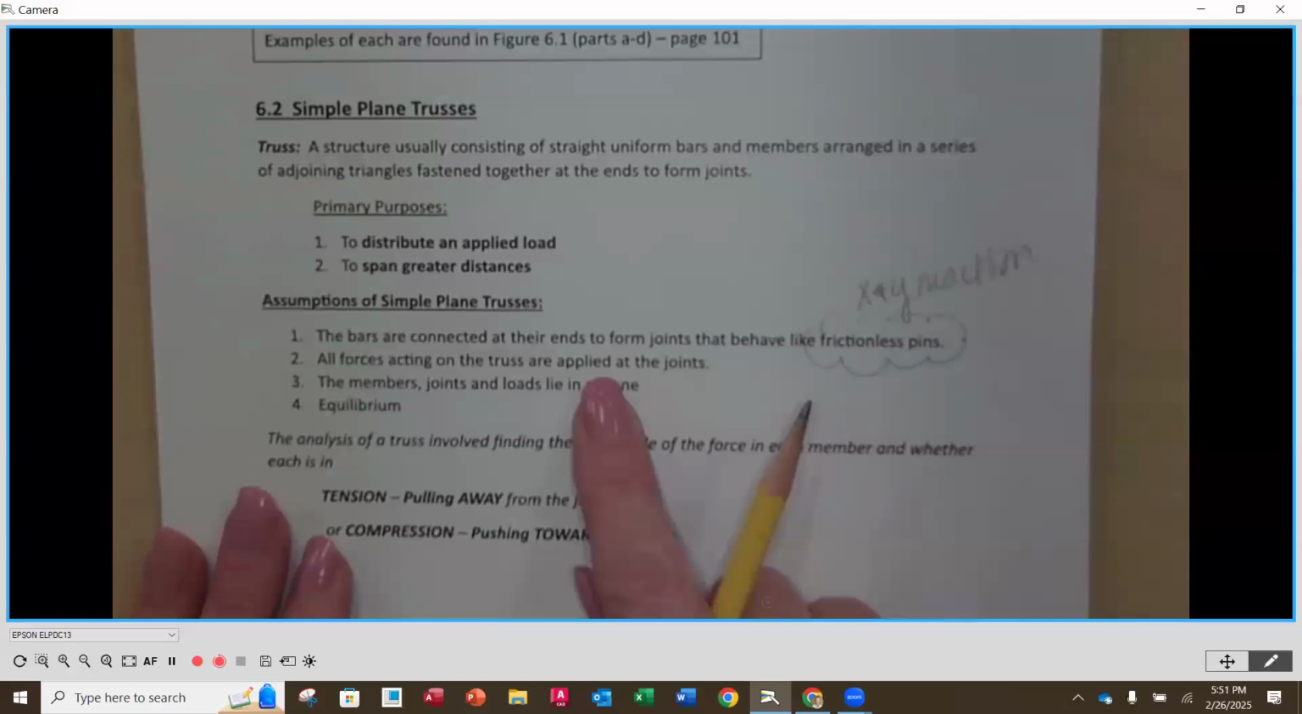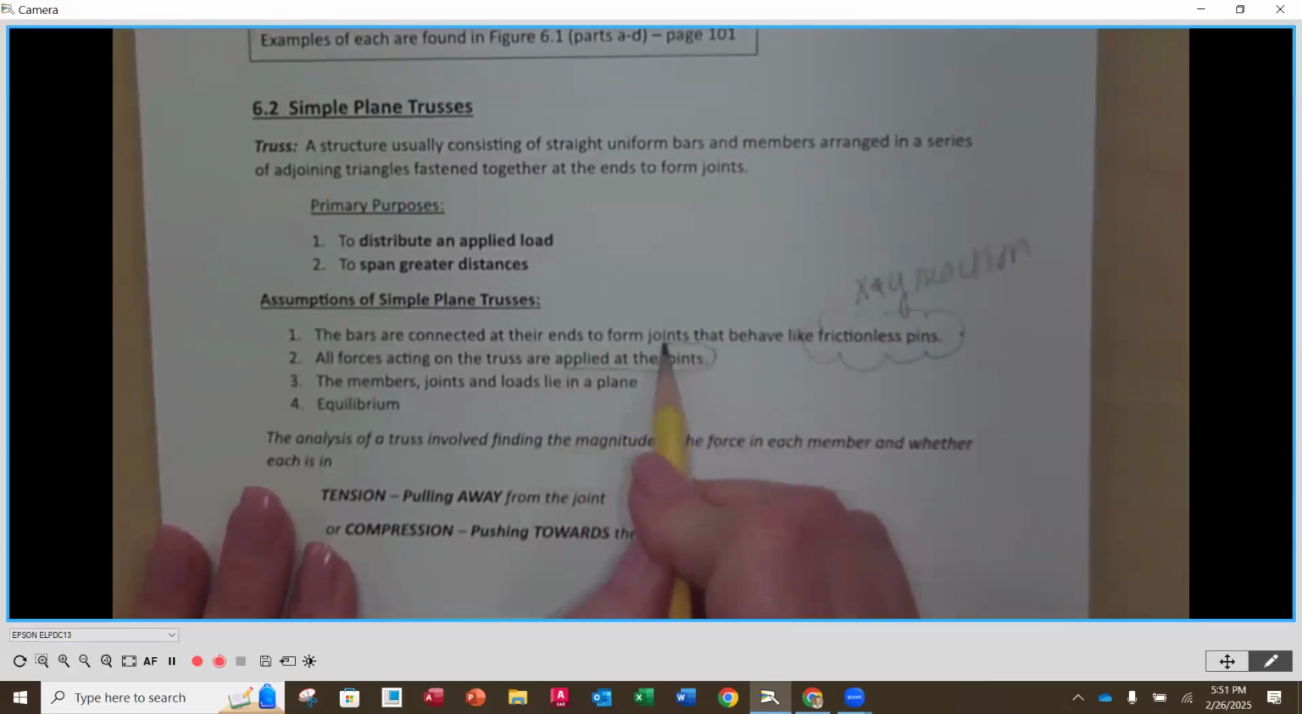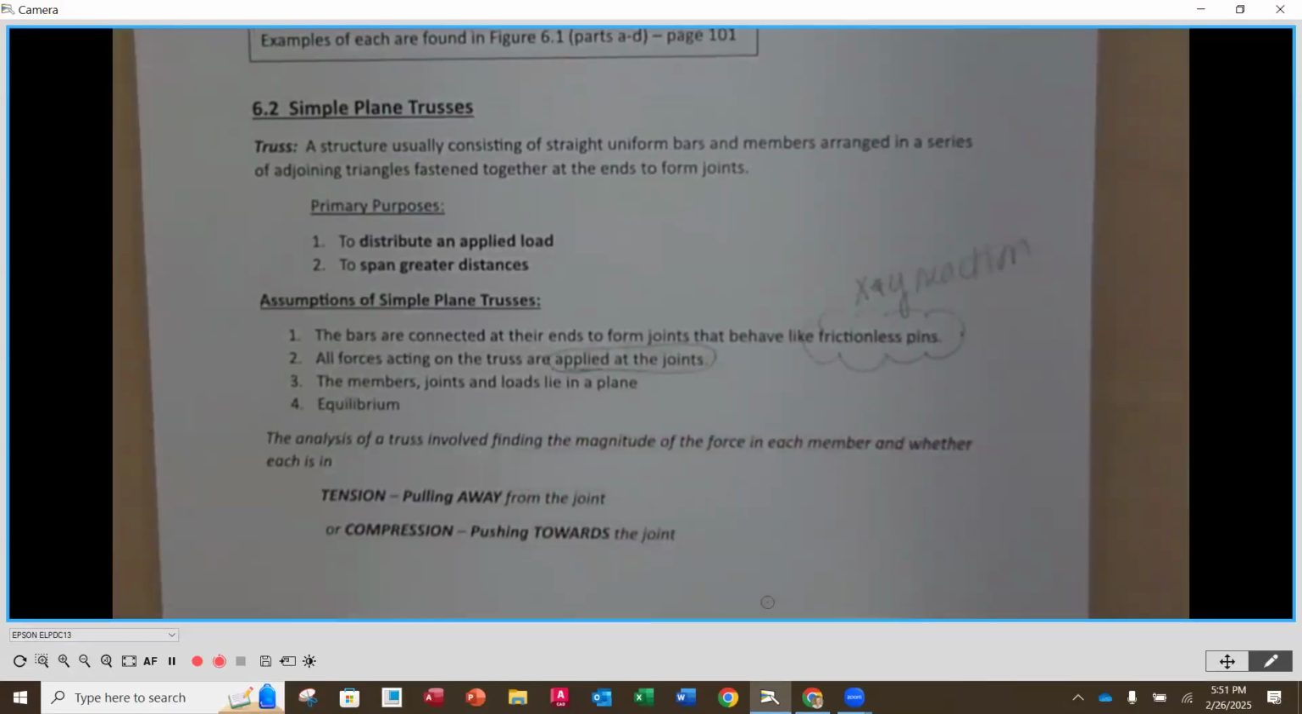All forces acting on a truss are applied at the joints. This is what makes it different from a frame. In a frame, we can apply forces or loads mid-span or somewhere along the span. On trusses, it can only be at the joints. We'll see that in application. The members and joints are going to lie in a single plane, meaning we're only dealing with the X and Y planes. We're not dealing with the Z.